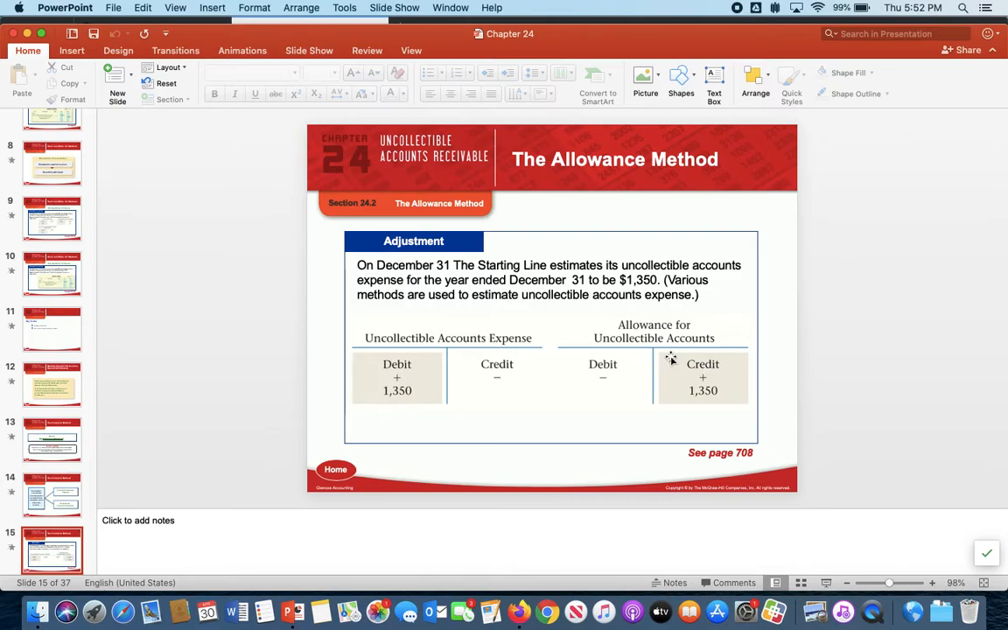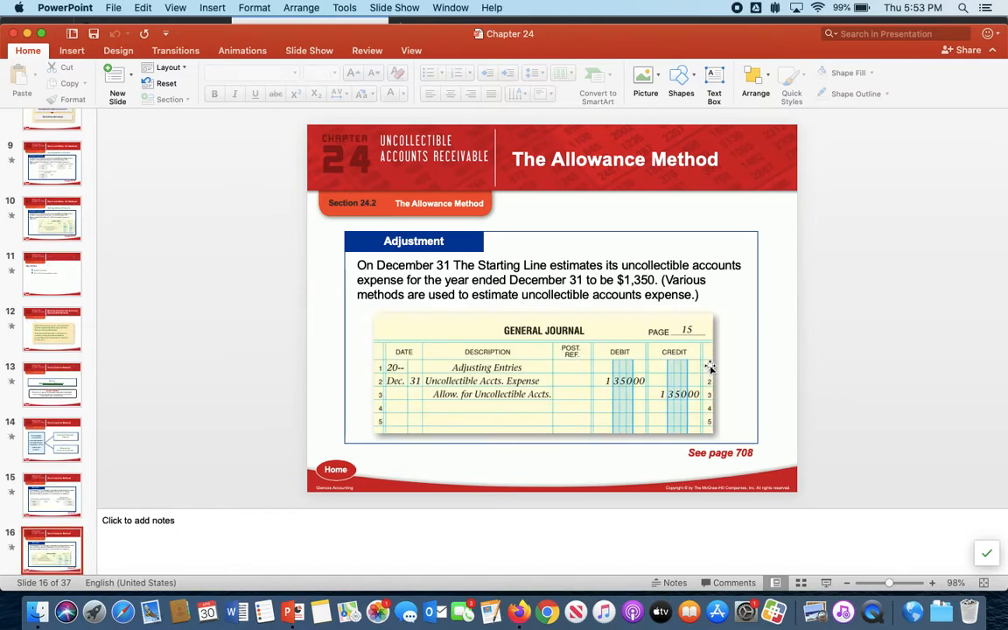Remember that expense accounts are closed at the end of the year, right? So you could think about it that a couple of minutes after this uncollectible accounts expense account is debited here, it's going to be closed, right? Because expenses are temporary, so we can start at zero. However, this allowance account is a permanent account, so it's going to carry over into the next year. That'll make sense as we go. And then there's the same journal entry, not too complicated.